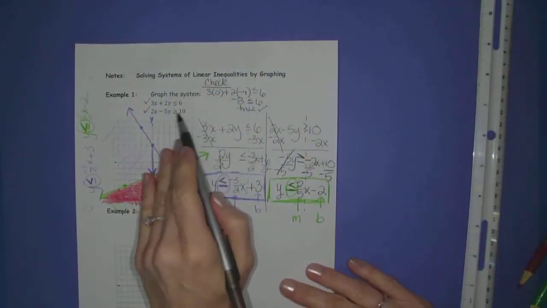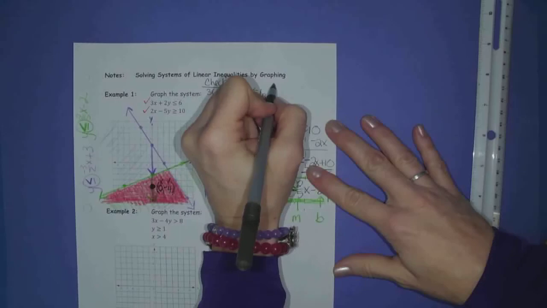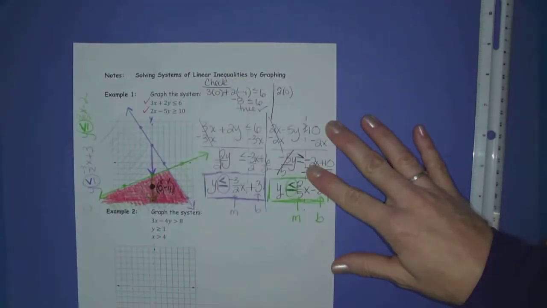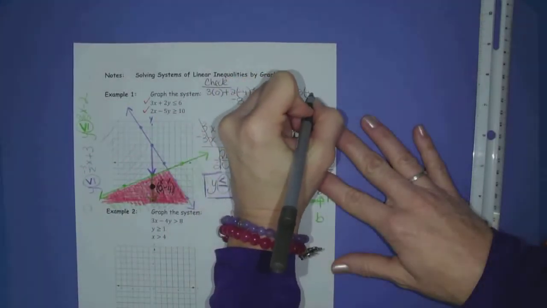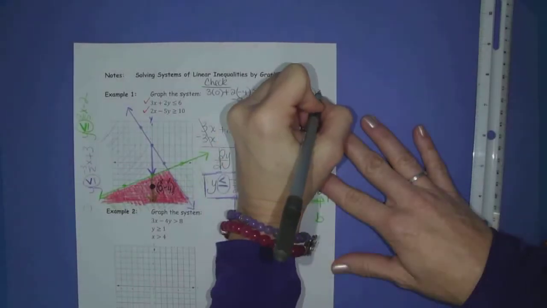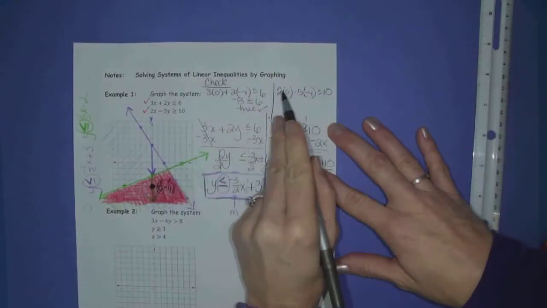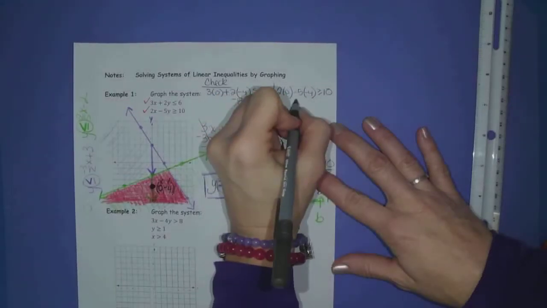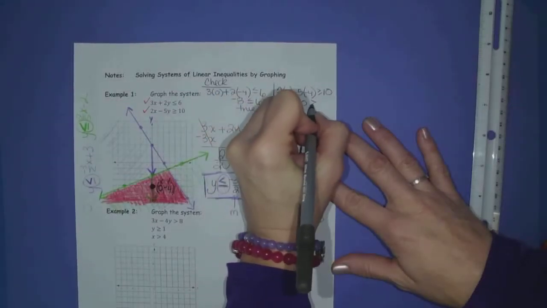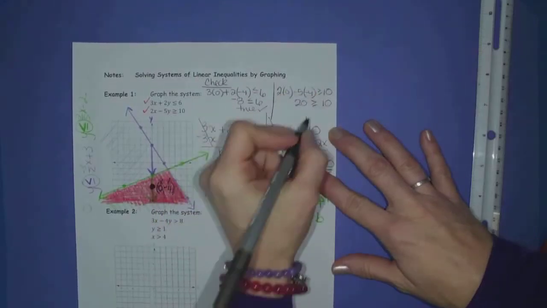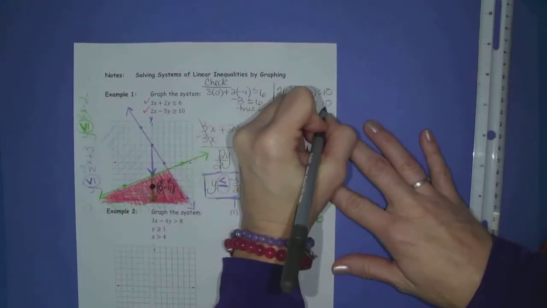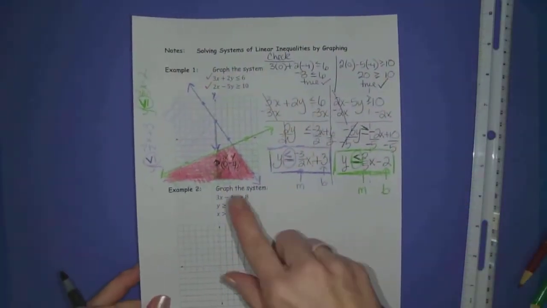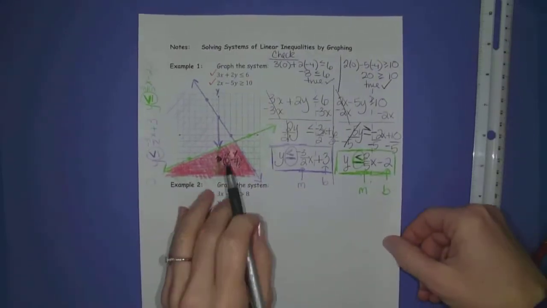Now let's test our second inequality, 2x. So 2 times 0 minus 5 times -4 should be greater than or equal to 10. So 2 times 0 goes away. -5 times -4 is positive 20, greater than or equal to 10. That is also true. So that's also a great sign. So points in this red area seem to be working.